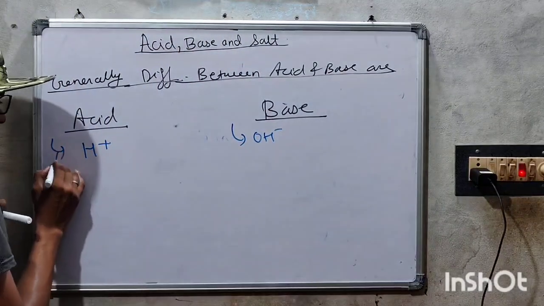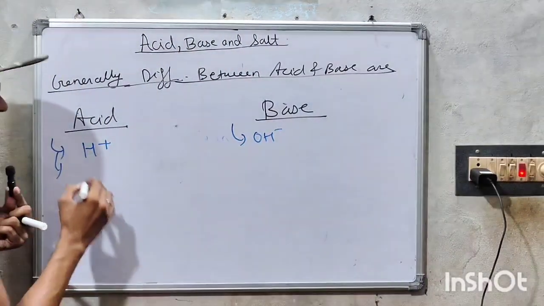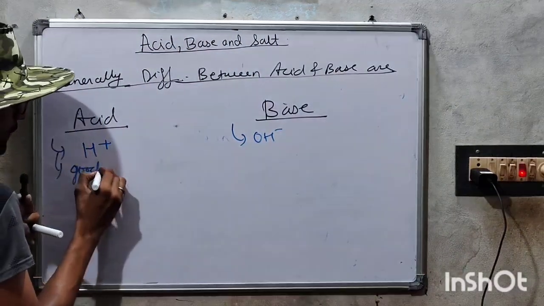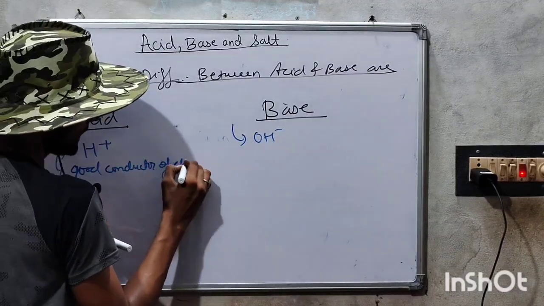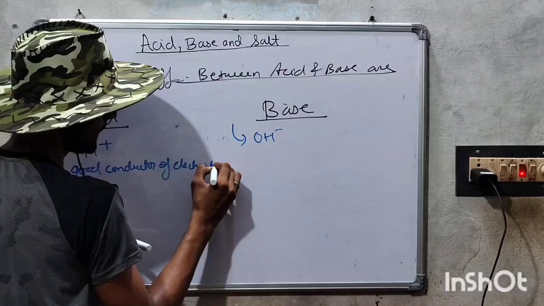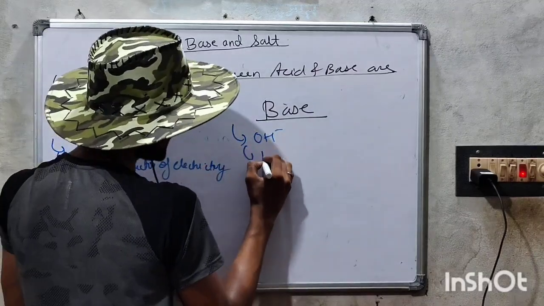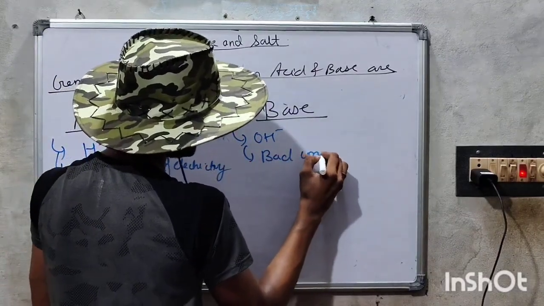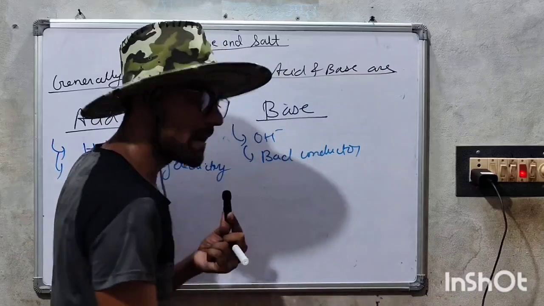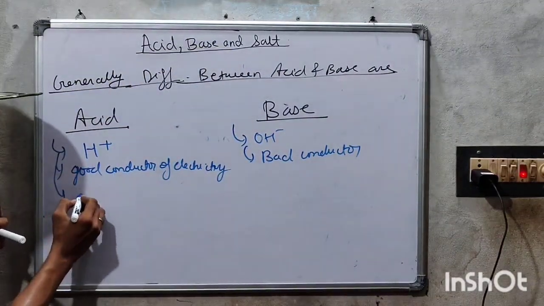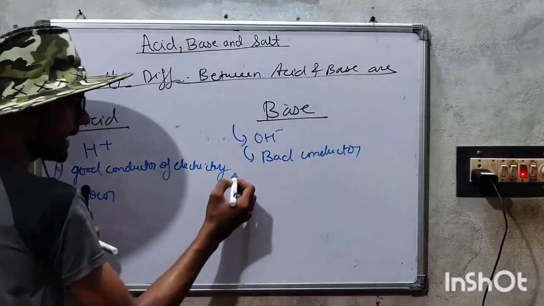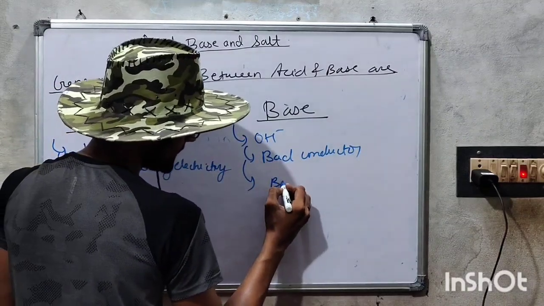And acid is a good conductor of electricity. Base is a bad conductor of electricity. And the third point, acid is sour in taste and base is bitter in taste.